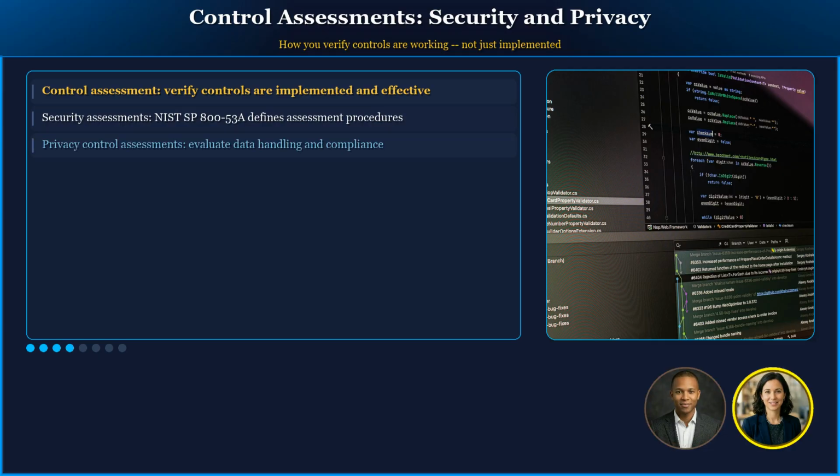George is right, and Fenrir, this is one of the more testable distinctions in Domain 1.